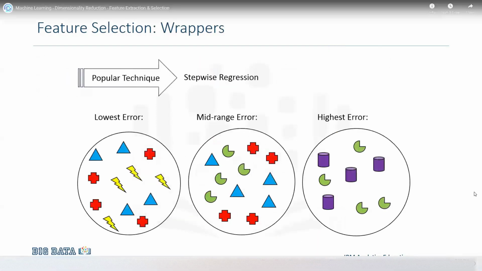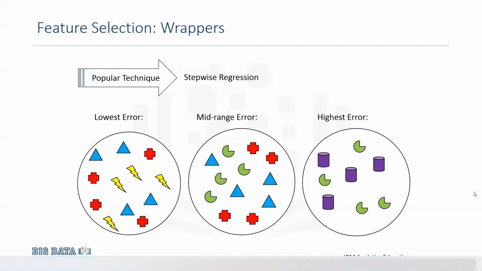Wrappers use a predictive model that scores feature subsets based on the error rate of the model. While they're computationally intensive, they usually produce the best selection of features. A popular technique is called stepwise regression. It's an algorithm that adds the best feature or deletes the worst feature at each iteration.